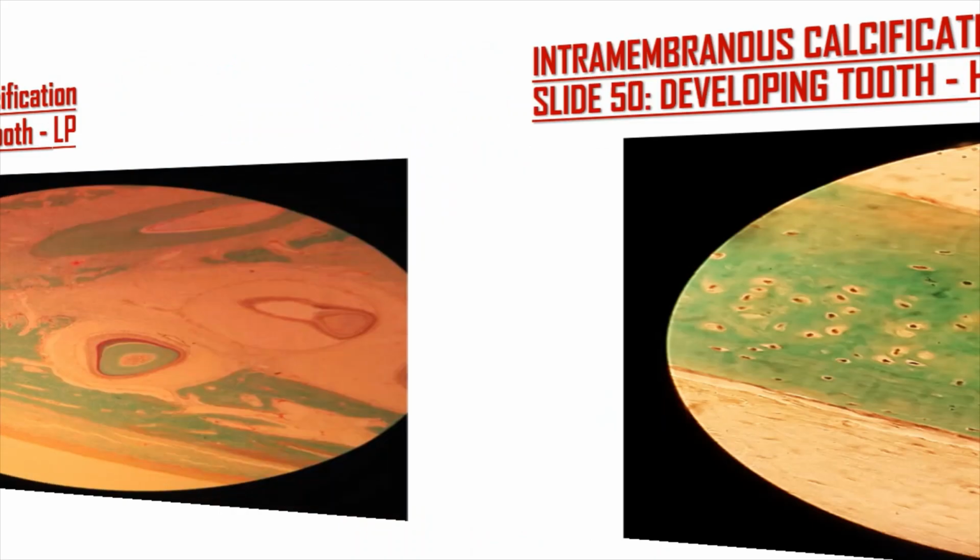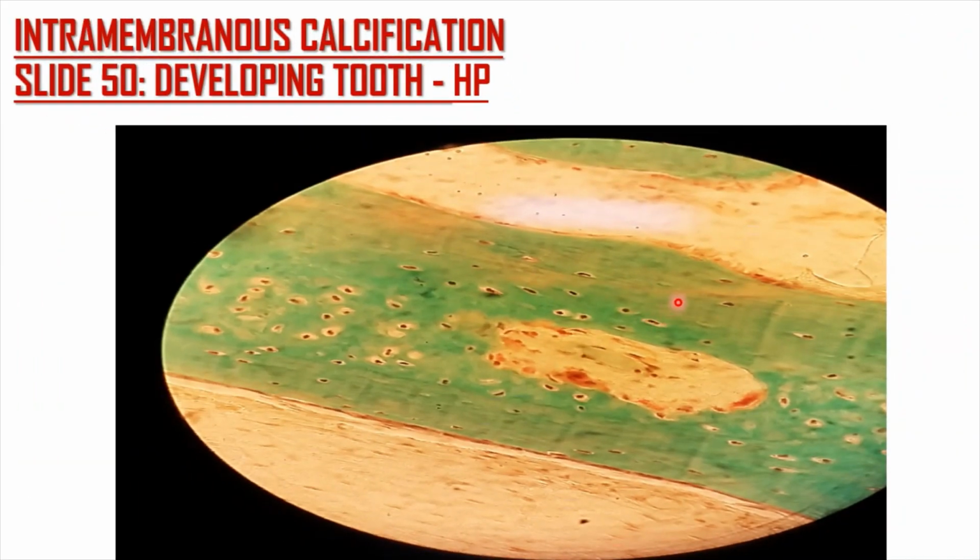So at high power, this is what happens. Listen, this is the mesenchymal tissue. The mesenchymal tissue has cells that are called mesenchymal cells. The mesenchymal cells are going to differentiate into osteoblasts. Osteoblasts will start depositing this tissue here that is called osteoid. Osteoid will now start getting calcified. So bone tissue is formed inside of the membranes. That's why this is called intramembranous calcification.